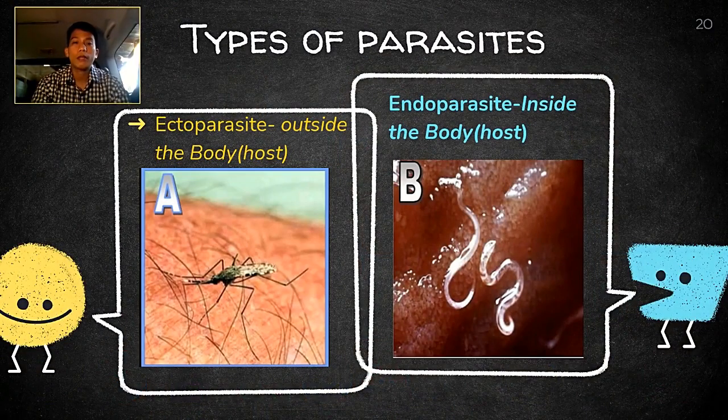So there are types of parasites: an ectoparasite, or the parasite that is outside the body of the host. An example of this ectoparasite, or outside the body of the host, is your mosquito or your leech. An endoparasite, or inside the body of the host, basically we have here an example, your roundworms or tapeworms.